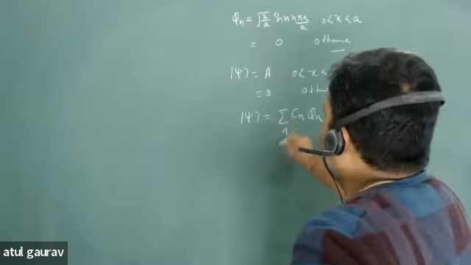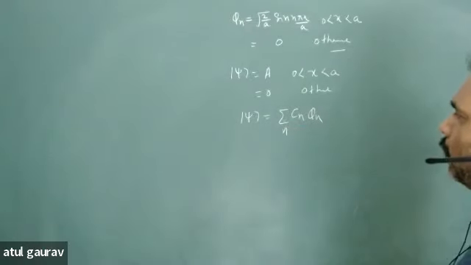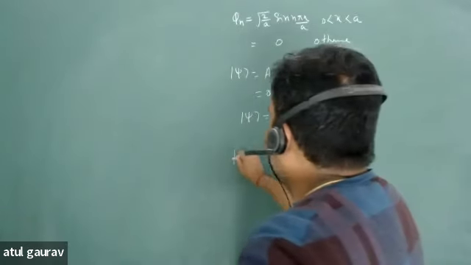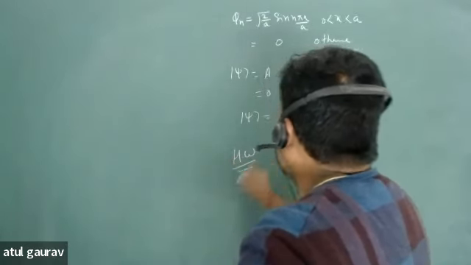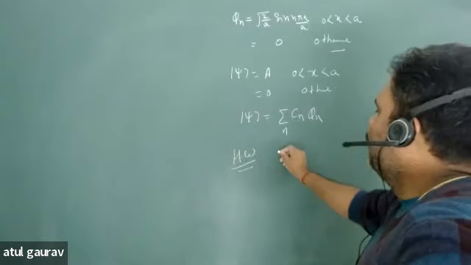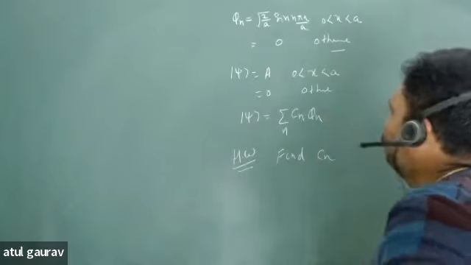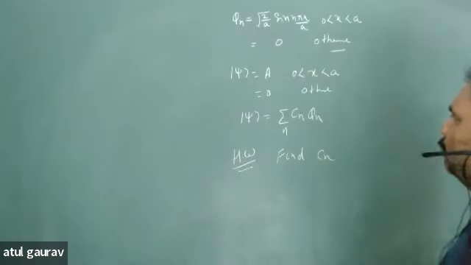Summation over n? Yes or no? Yes, sir. Can you write it? So my question is, what is your homework? Your homework is to find the value of Cn. Find the value of Cn.